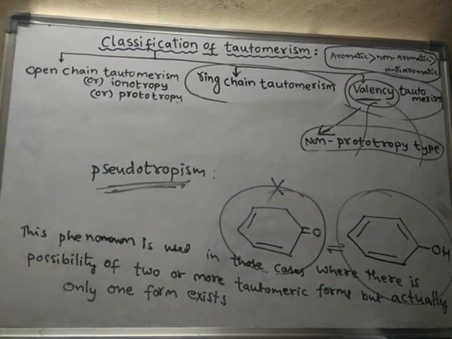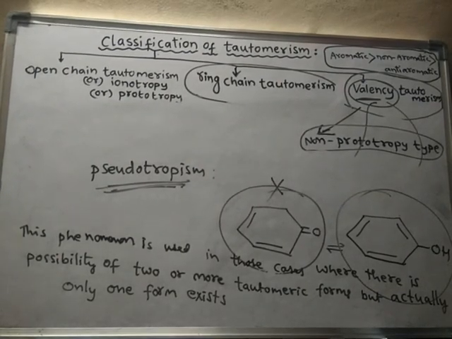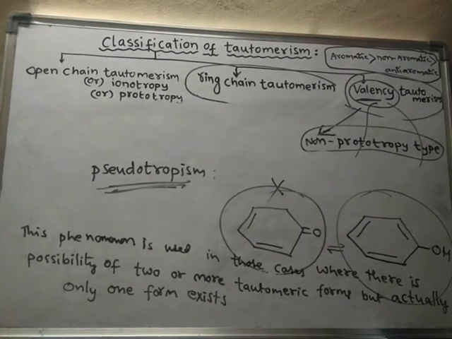Okay, so like this, these are several types of isomerism, classification of isomerism. Right. So we will learn some more details about tautomerism, keto-enol tautomerism. It is the most important topic regarding competitive exams. Okay, right.